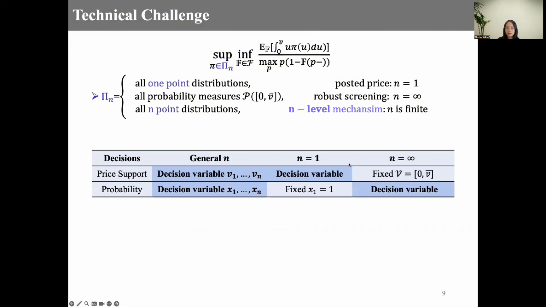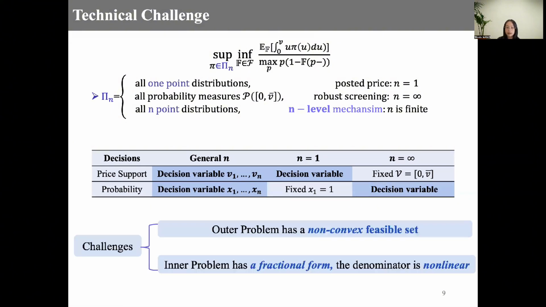When we consider robust deterministic pricing where n is equal to 1, then the pricing probability is fixed. The decision is only the pricing support. When we consider robust screening where n is equal to infinity, the support is already fixed and the decision is only the pricing probability. However, for our n-level pricing scheme where n is finite, it is more challenging since both the price support and probability are decision variables. And these two sets of decision variables do not interact with each other linearly in the objective. So the problem becomes non-convex.